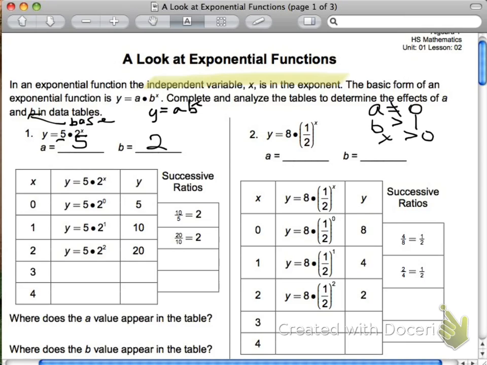Go down 1. I have 1 now. Y equals 5 times 2 to the first power. 2 to the first power is 2. So anything to the first power is the base. Any base to the first power is the base itself. So 5 times 2 is 10.